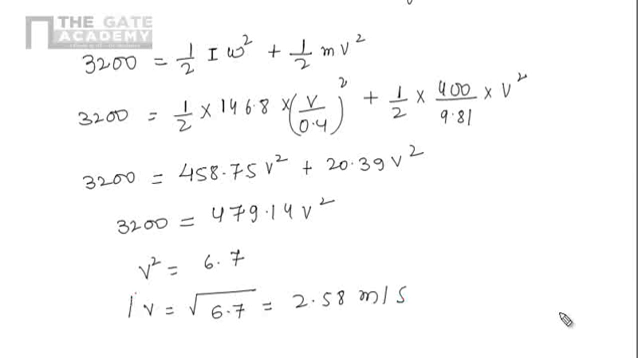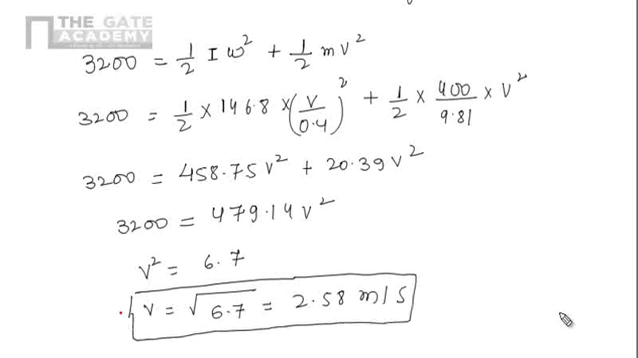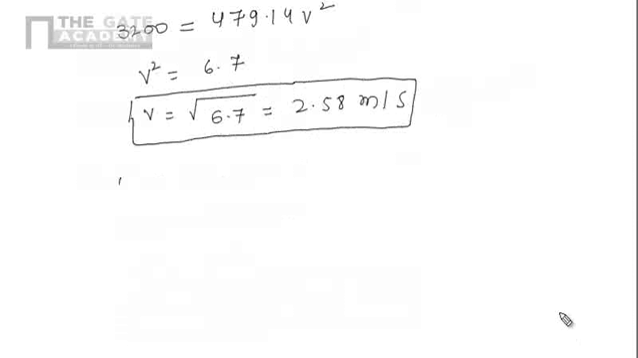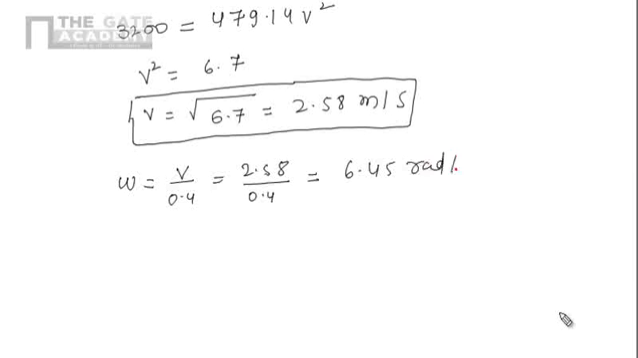So now we have the linear velocity of the block, that is 2.58 meters per second. So if we know the linear velocity of the block, we can calculate omega, because we know omega equals v by 0.4. So 2.58 divided by 0.4, we will get 6.45 radian per second. So this is the angular velocity of the cylinder.